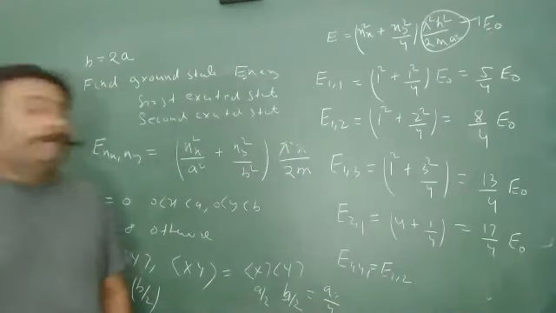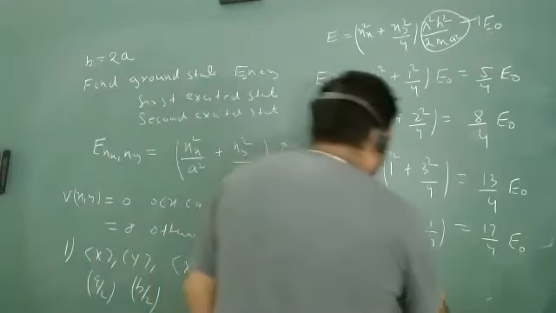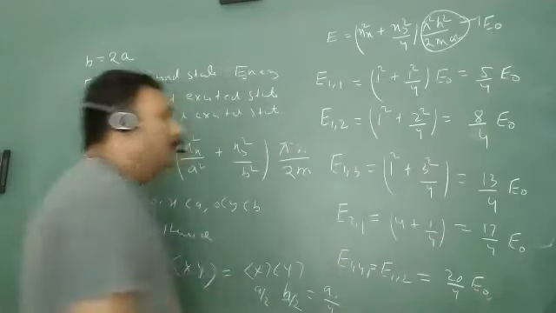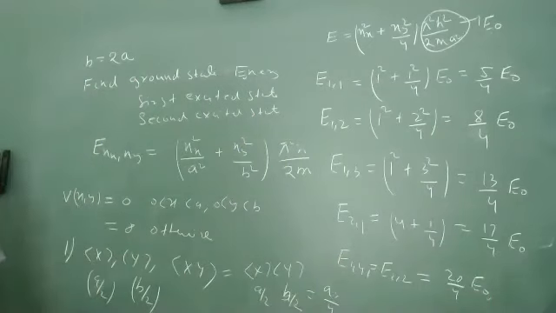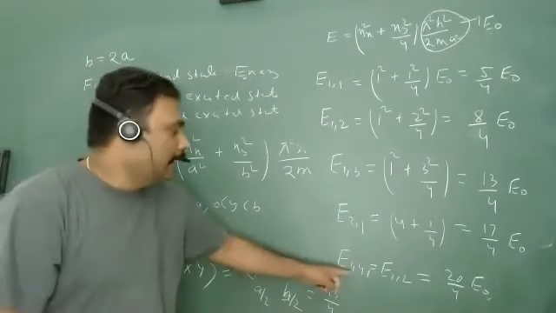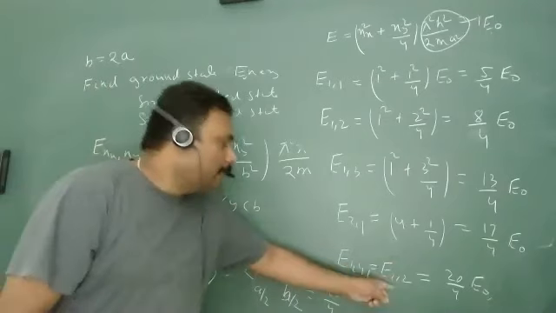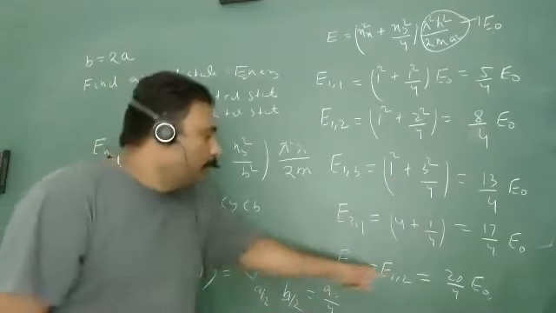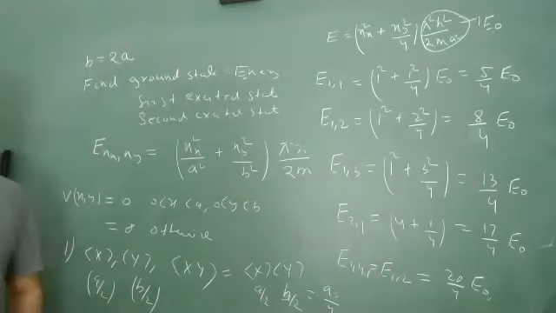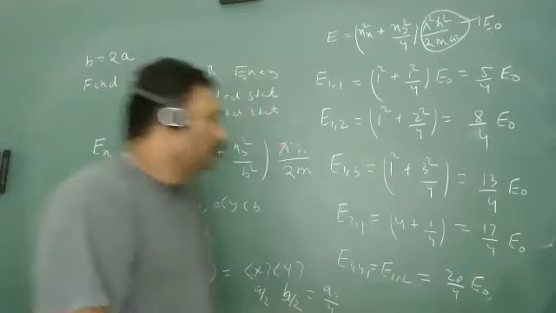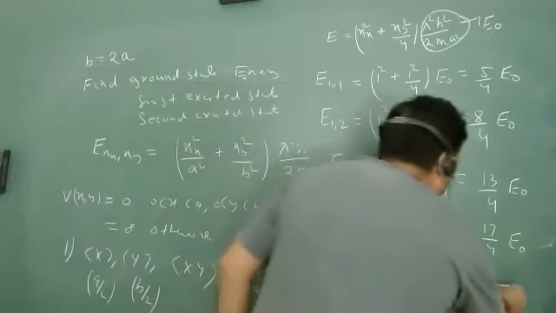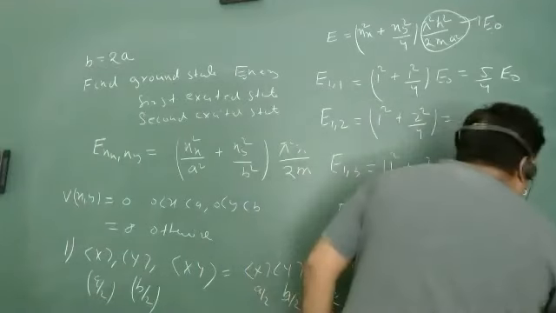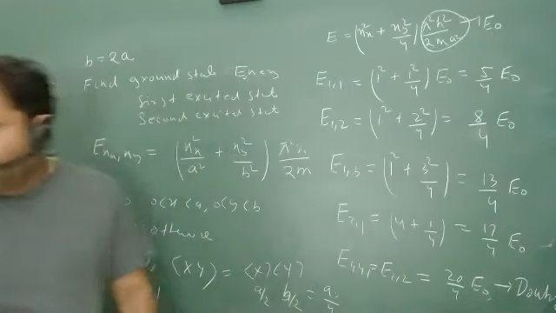So this level is what? Doubly degenerate. This is what? 20/4 E naught. So how many eigenfunctions will we get for 20/4 E naught? 2 eigenfunctions. nx is equal to 1 and ny is equal to 4, as well as nx is equal to 2 and ny is equal to 2. So there are 2 different eigenfunctions, which have the same energy eigenvalue. So this is doubly degenerate.